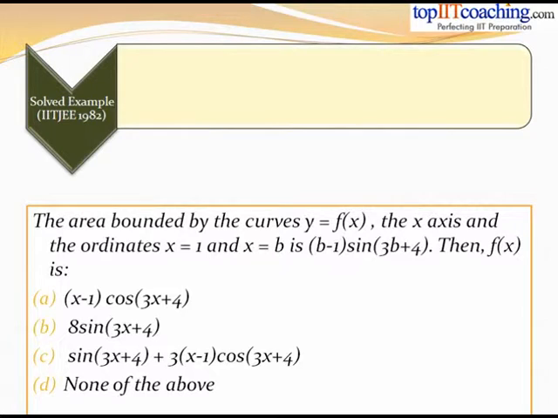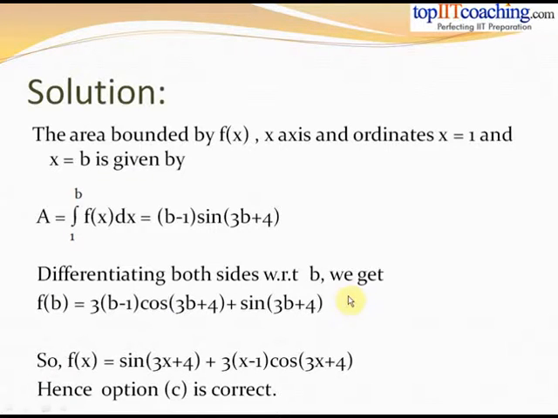So in this problem, we have been given the area between the curves y equal to f(x), the x-axis, the ordinates x equal to 1 and x equal to b. And through that, we have to calculate f(x). And we have been given the four options. So let's see how to solve this problem. We know that the area bounded by f(x), x-axis, the ordinates x equal to 1 and x equal to b is given by A equal to integral of f(x) dx from 1 to b.